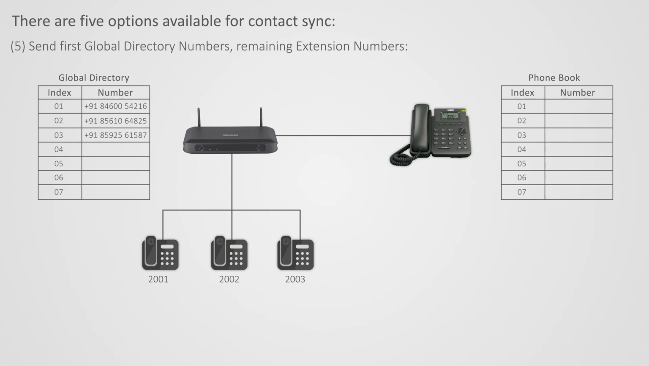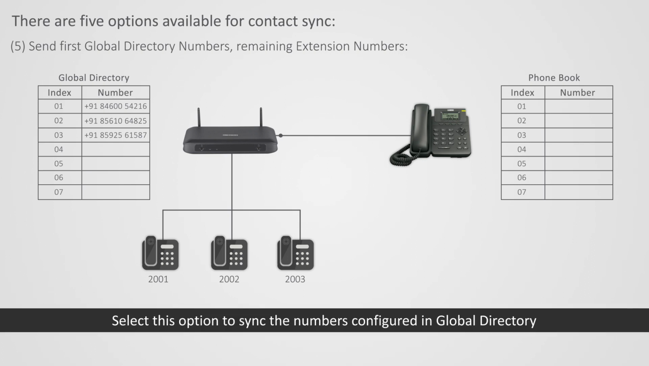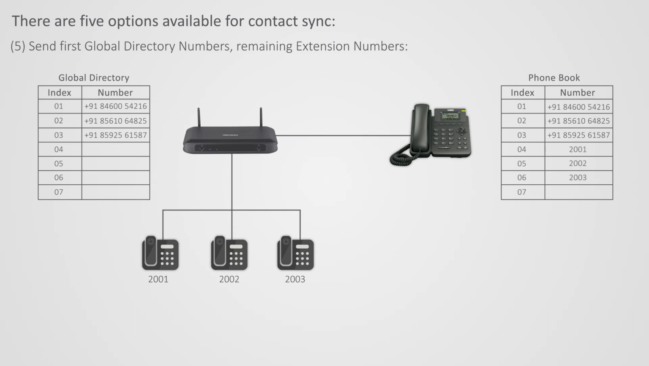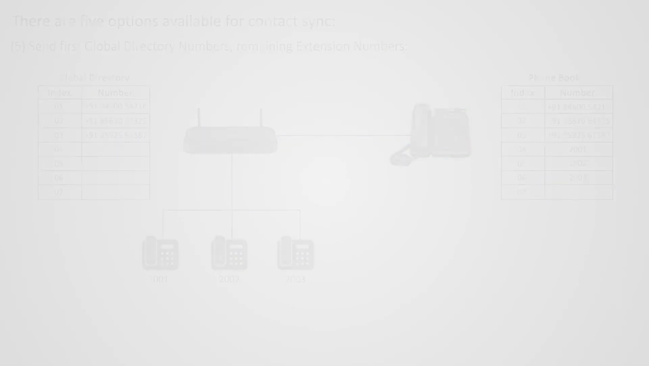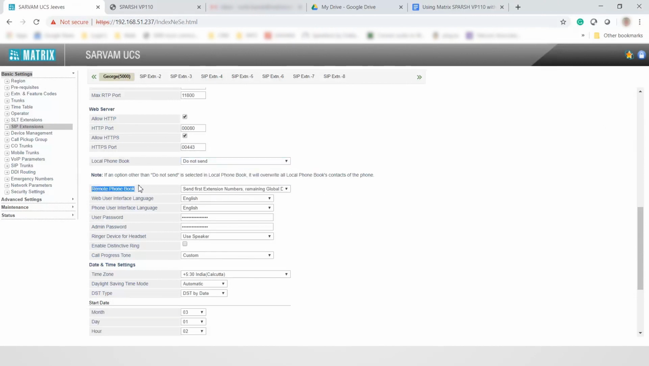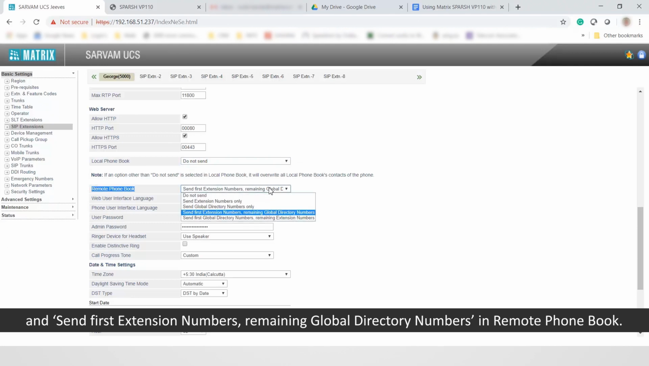Send first global directory numbers, remaining extension numbers. Select this option to sync the numbers configured in global directory in the phone book of SPARSH VP110 first, and then send extension numbers of SARVAM UCS in remaining capacity. We will select Do Not Send option in local phone book, and send first extension numbers, remaining global directory numbers in remote phone book.